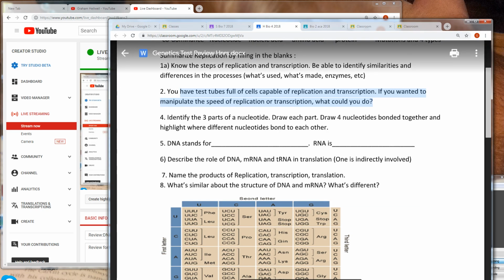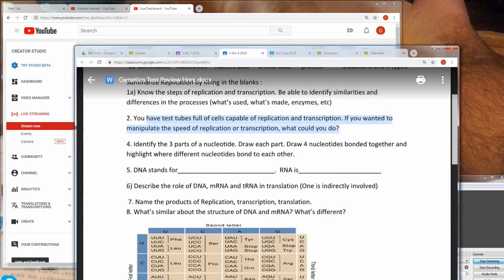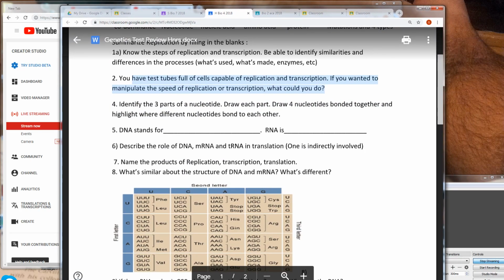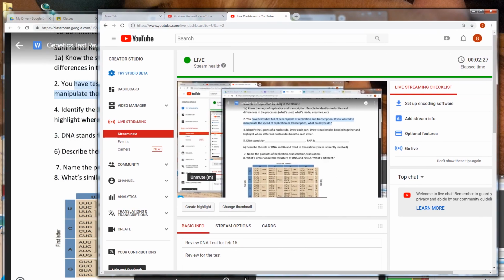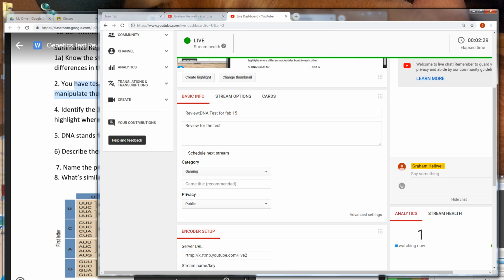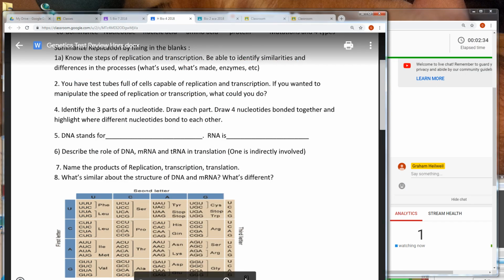You would use temperature. How's this showing on the live stream thing? Okay, good. It's showing well. Awesome. I'm covering the chat box, though. I don't want to do that. Okay, there we go. Yeah, I can see the chat box.